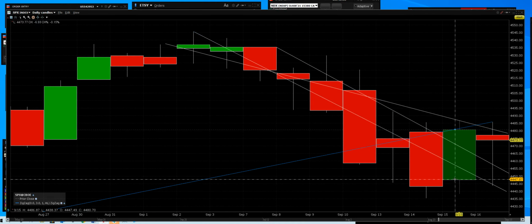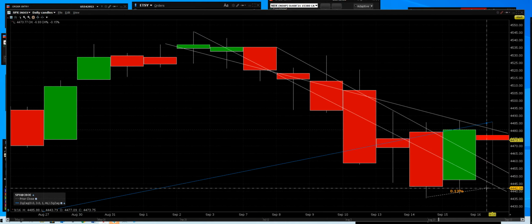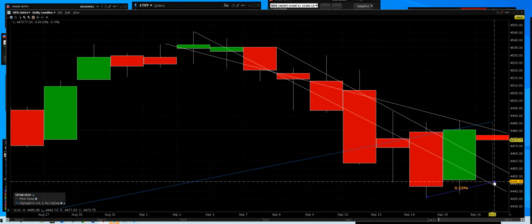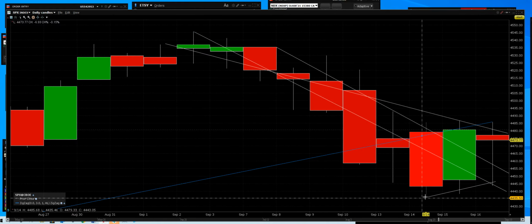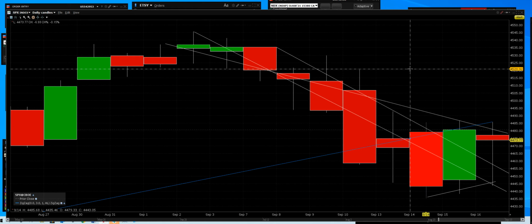Then, of course, we have our support levels, and that low was still higher than these other lows right there. So that's always something to be mindful of, okay?